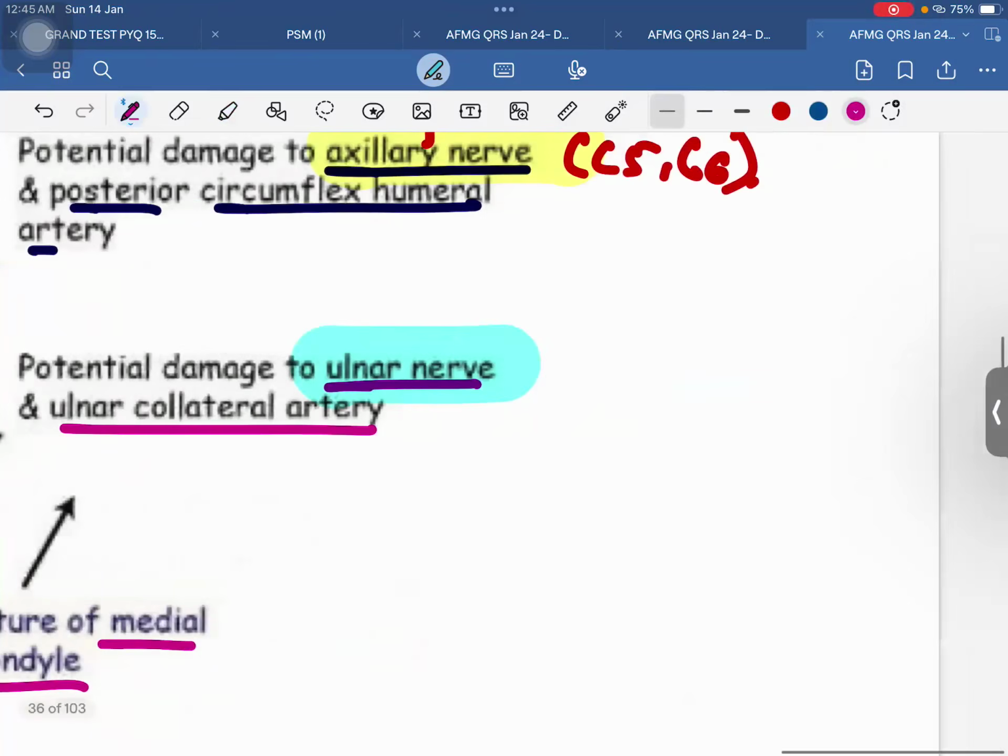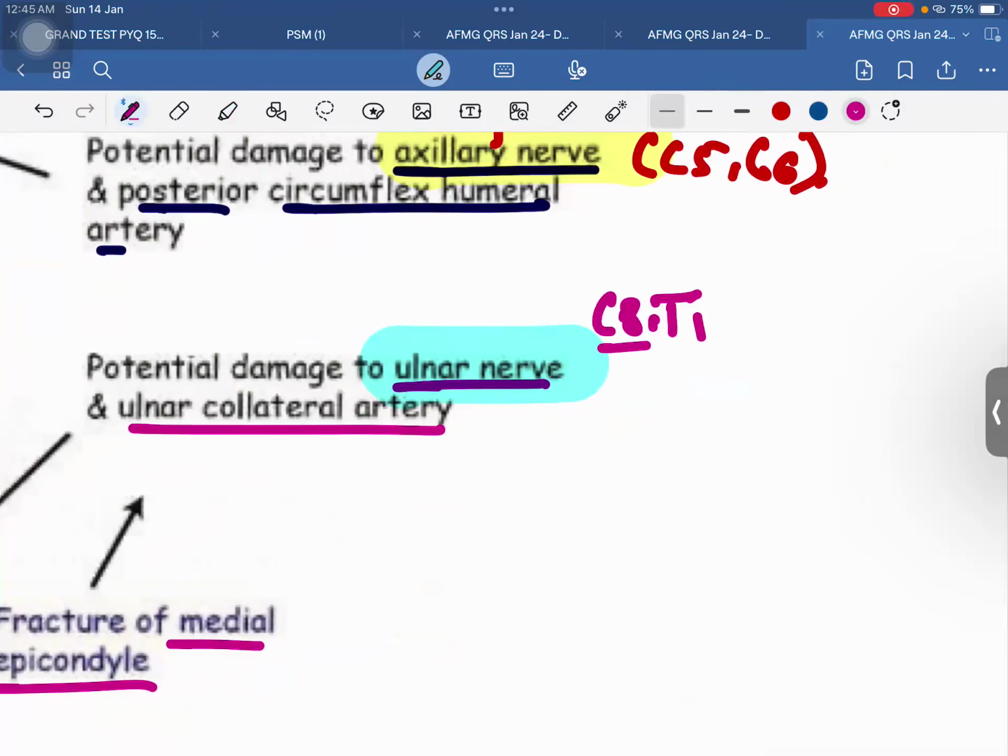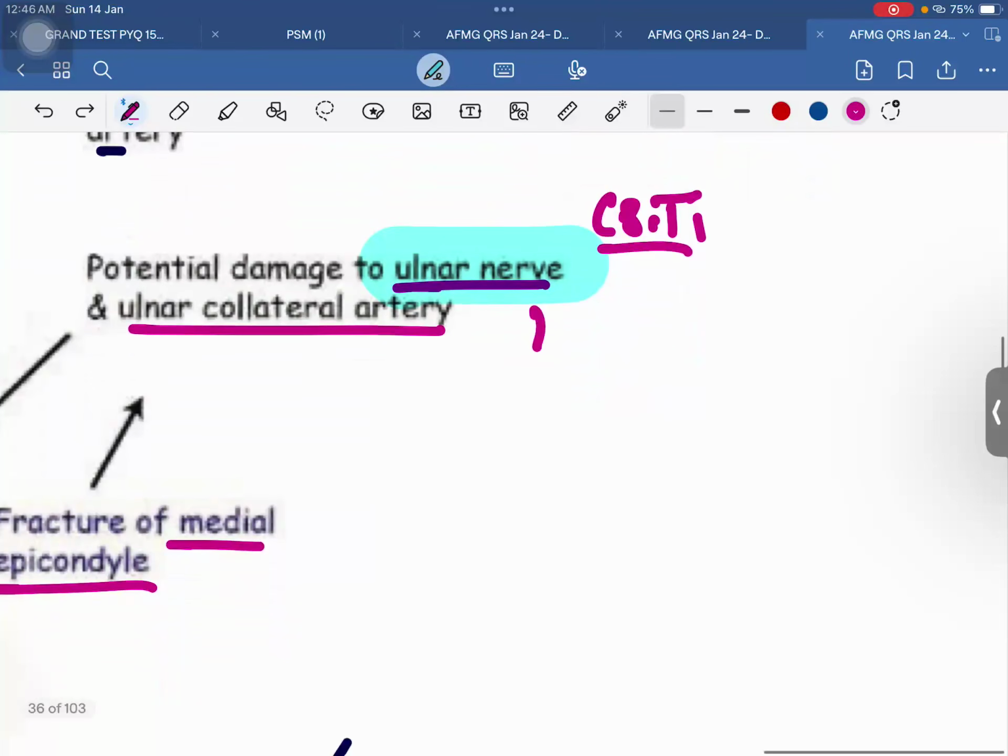What is the root value of the ulnar nerve? The ulnar nerve's root value is C8, T1. If C7 is in brackets, then that will be the best answer. C7 in brackets, C8, and T1. But C8 and T1 are the usual values we can say for the ulnar nerve. When the ulnar nerve gets damaged, beta, the patient is going to have a complete or a partial claw hand.